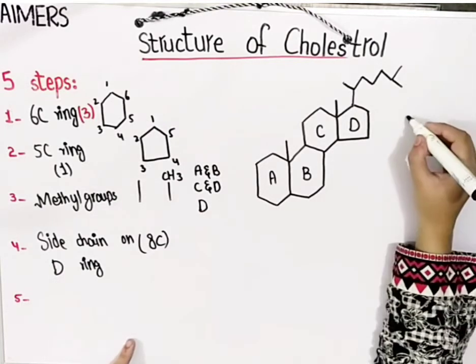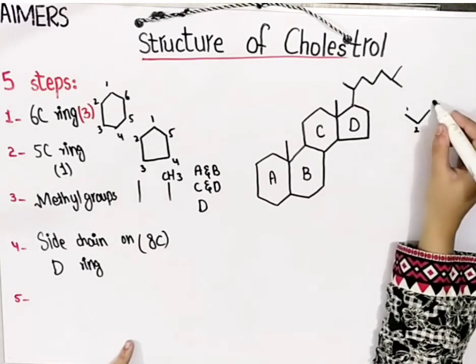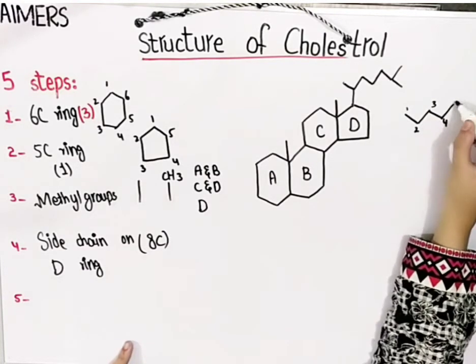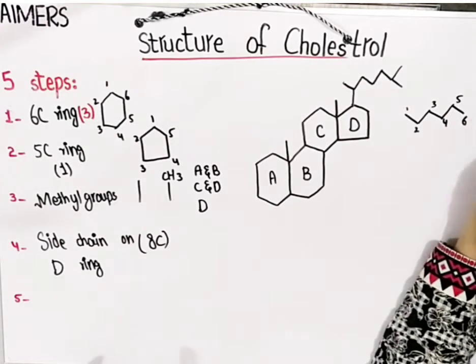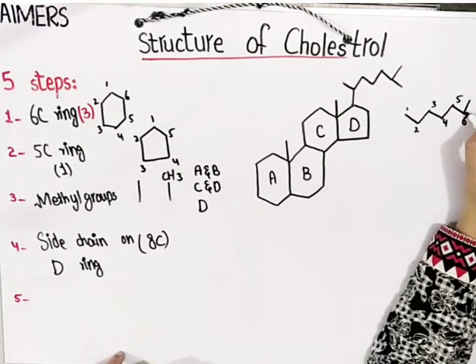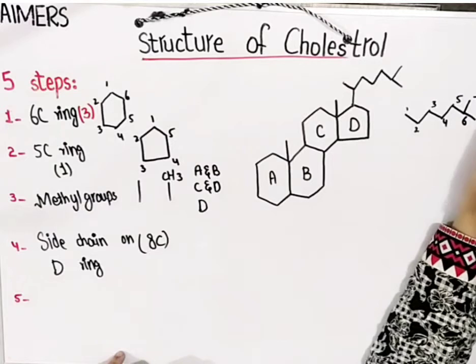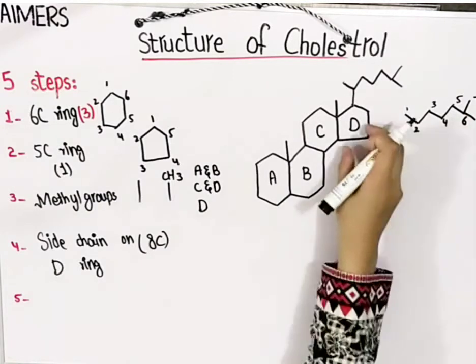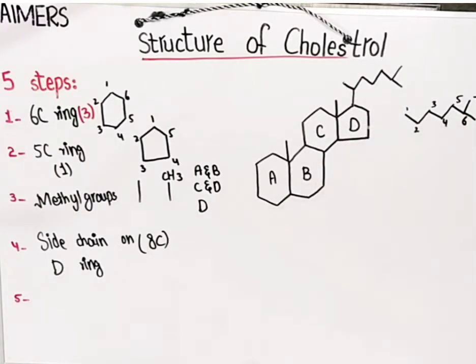Okay, again you have to start like this. 1, 2, then 3, then 4, then 5, and then 6. So on carbon number 6 you have to leave like this, and just make these 2 strands like this, 7 and 8. So you have to make an 8 carbon side chain on ring number D. So this was the fourth step.